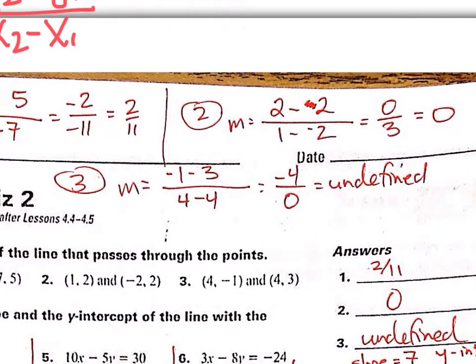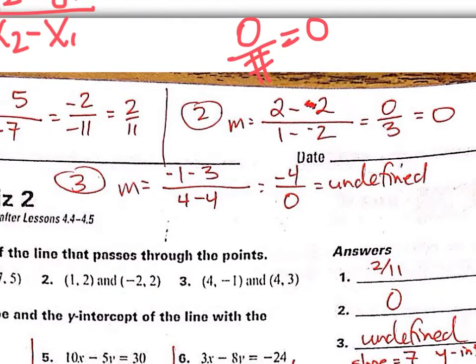Number 2, here are our points. So I did y minus y over x minus x. Remember, subtracting a negative is the same as adding a positive. Oh, and we get a slope of 0. So 0 over a number is 0, as we have here.